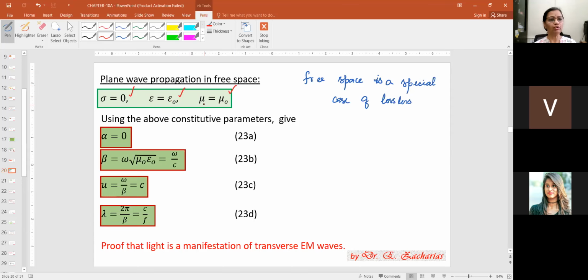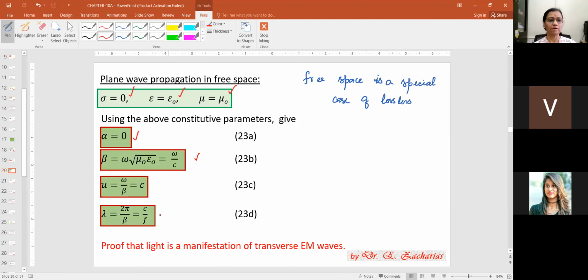So what should you do? You take all the lossless equations. Wherever mu is there, put mu naught. Wherever epsilon is there, you put epsilon naught. That's all we have to do. So look at this, alpha equal to 0, same. Next, come to beta. Beta we have seen was omega into under root of mu epsilon. Here it becomes mu naught epsilon naught. And what is that? That is 1 by c.